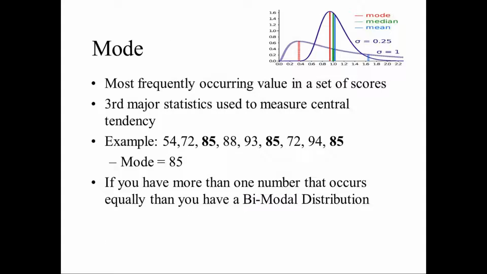And the mode is the most frequently occurring value in a set of scores of data. It's the third major statistic used to measure central tendency. As you can see in this example, the mode is 85 because it occurs 3 times. If you have more than one number that occurs equally, then you have a bimodal distribution.